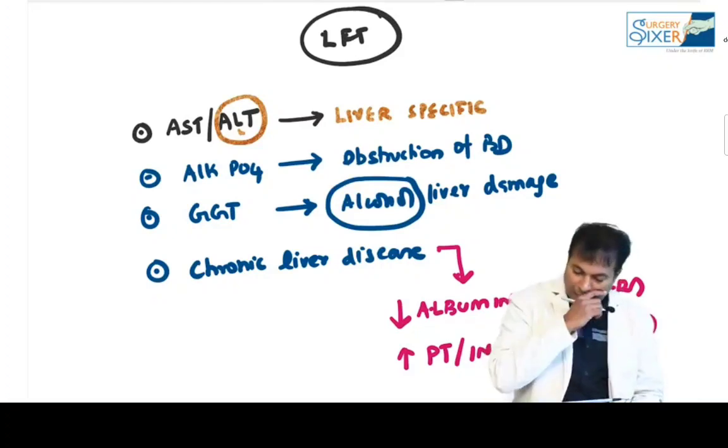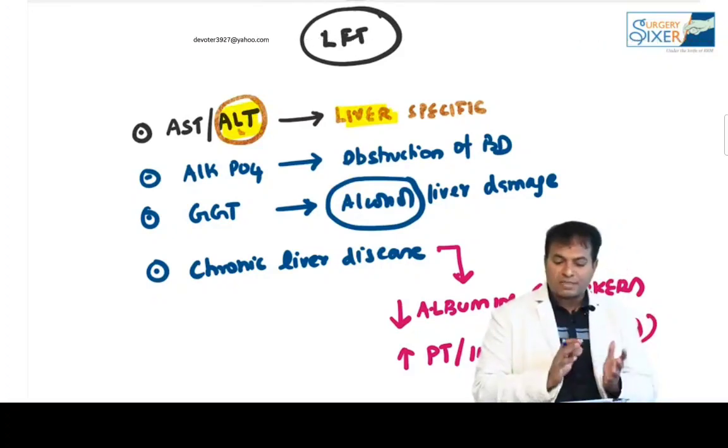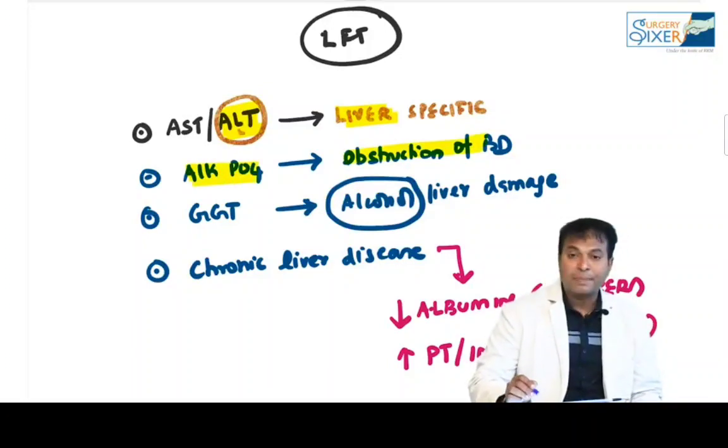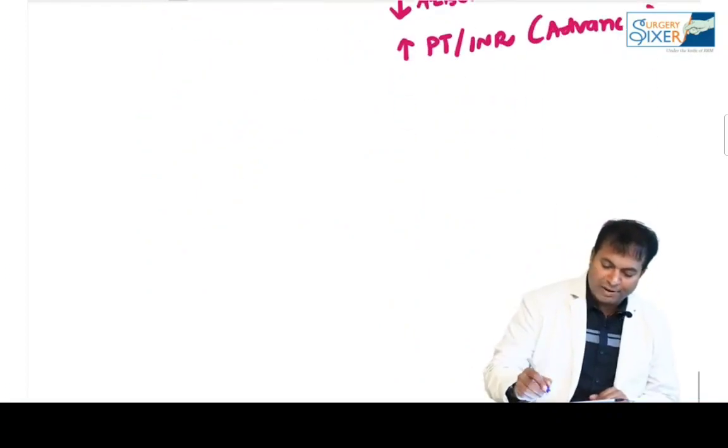So LFT, high yield for exams. Alanine transaminase is elevated, liver specific. AST is elevated in cardiac problems also, so that is not as specific. Alkaline phosphatase is for obstruction of the bile duct. Gamma glutamyl transferase is more alcohol specific. And for chronic liver disease, we use albumin. Please don't forget these points.